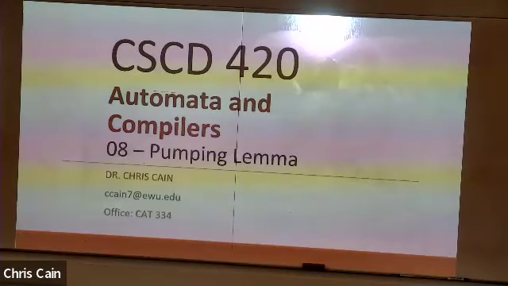Has anyone heard of the pumping lemma before? Or know what I mean by the pumping lemma? It's something that every student who goes through this hates for a while until they understand it, and then they still hate it. It's one of the harder topics in the course, but it's a very necessary topic because there's one big gaping hole in what we haven't talked about in terms of regular languages.